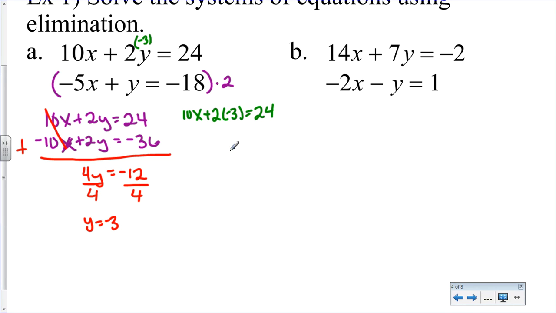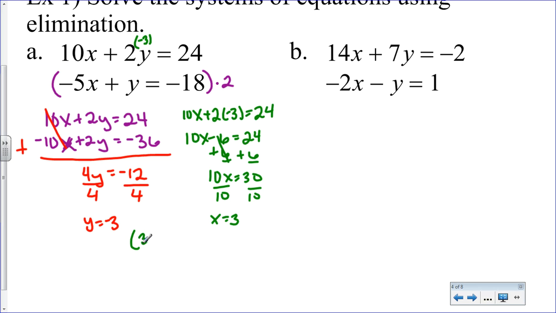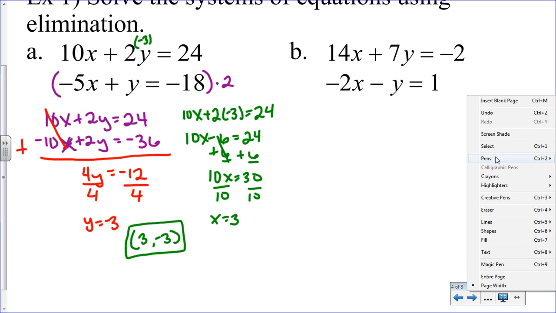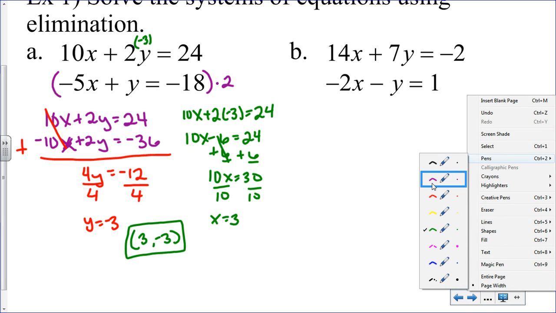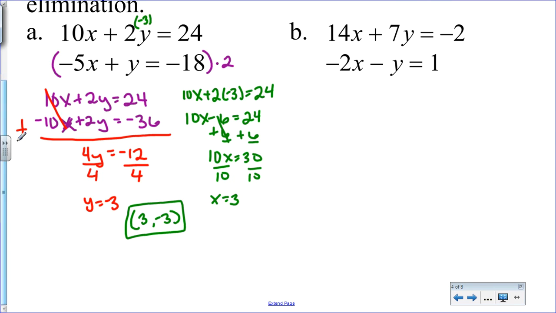I'm going to go ahead and simplify and solve. So 2 times negative 3 is negative 6. I'm going to add 6 to both sides. So I have 10x equals 30, and I'm going to divide by 10. So I find x equals 3. So my solution here should be 3, negative 3. Remember that your x and y go in an ordered pair in that order.